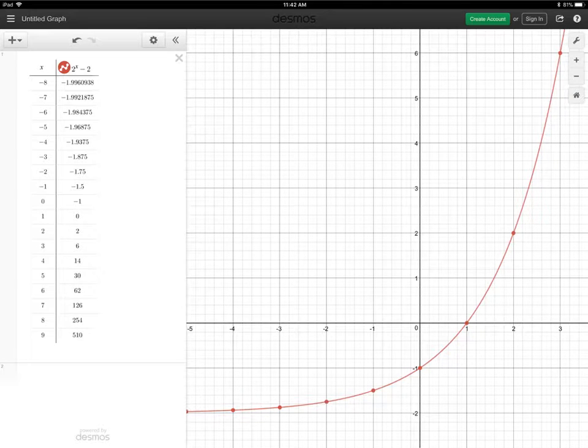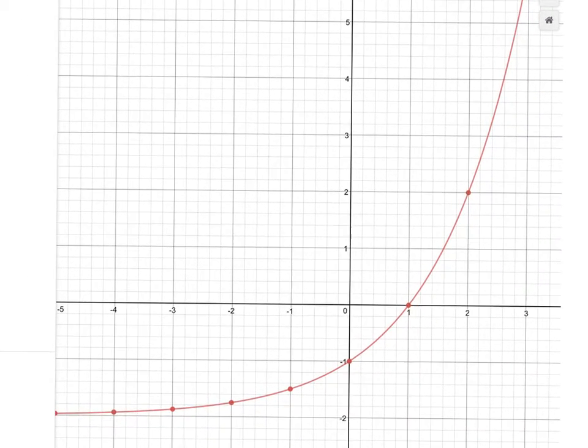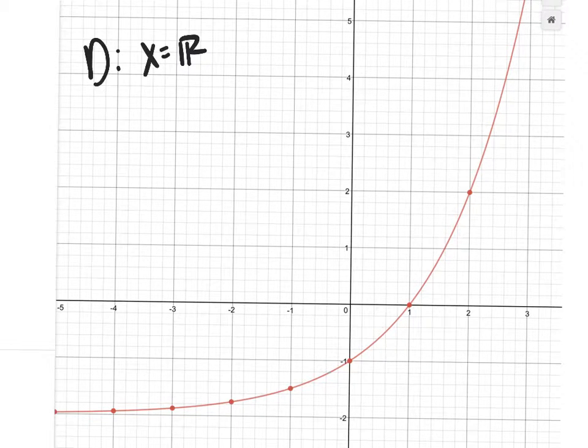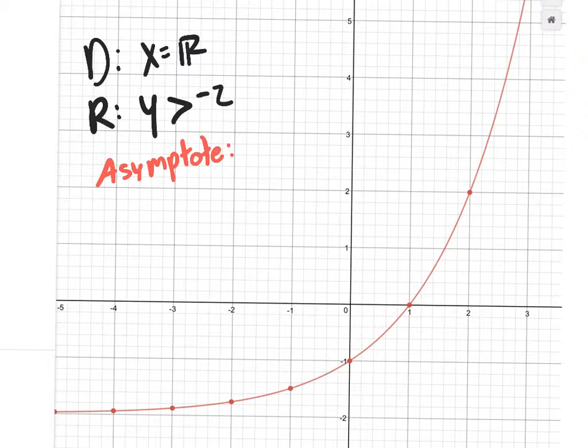This is a growth or a decay? Growth, right? But it's shifted 2 units down. Okay, it has a k value. So let's state everything that we can about this thing. So let's start with the domain and range. Domain's all real numbers. What about the range? Y is greater than -2, which means that the asymptote's also -2. And of course, we want to state it as an equation, y equals -2. So here's the asymptote, y equals -2. Our curve never actually touches it. It looks like it does, but it never actually touches it.